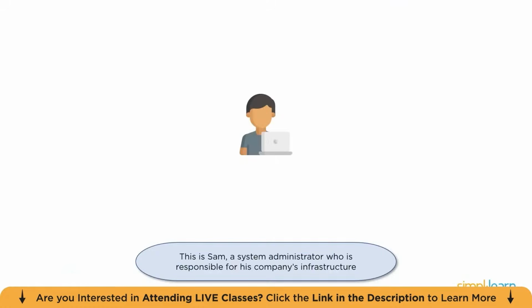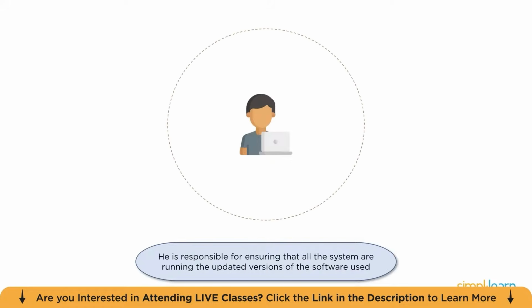Let's consider a scenario of an organization where Sam is a system administrator. Sam is responsible for the company's infrastructure. A company's infrastructure basically consists of all its systems. This could include your web servers, your database servers, the various repositories, and so on. So as a system administrator, Sam needs to ensure that all the systems are running the updated versions of the software.